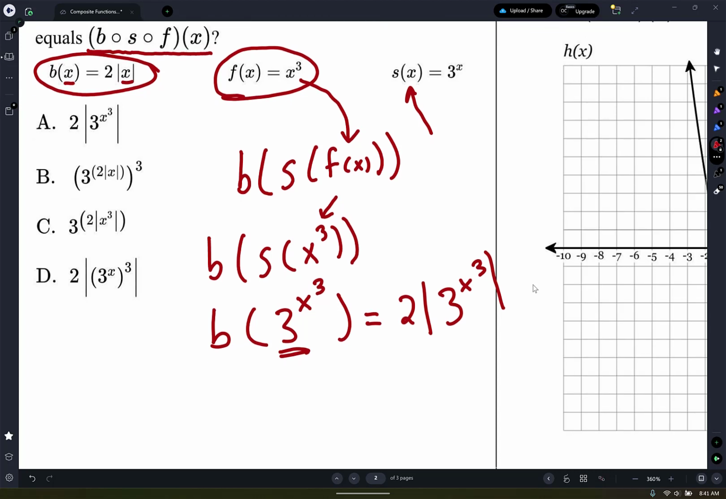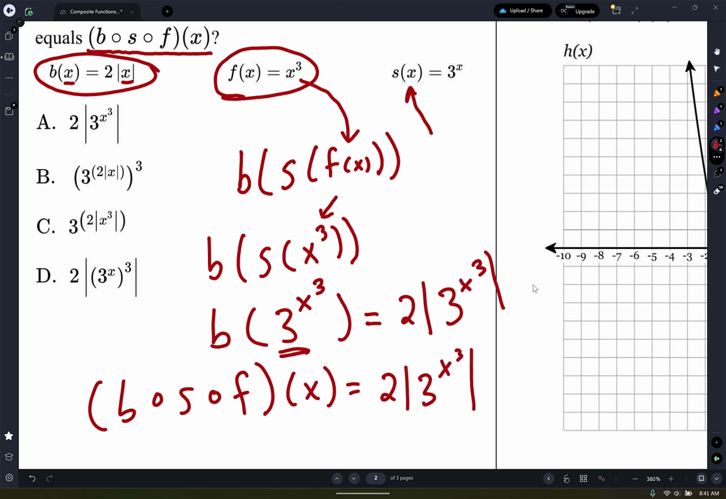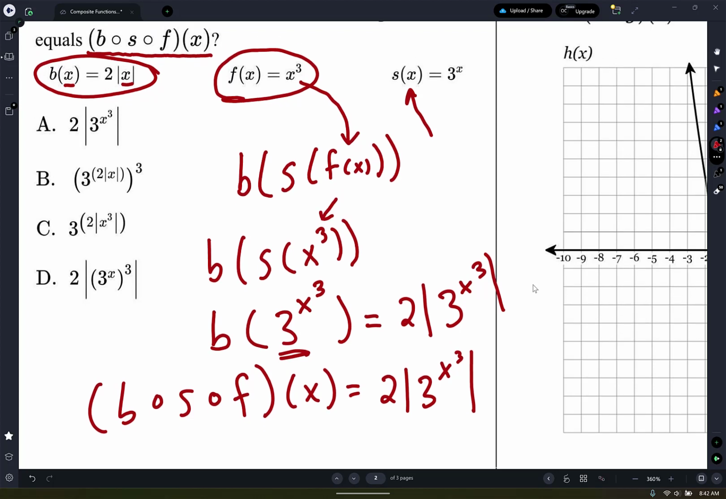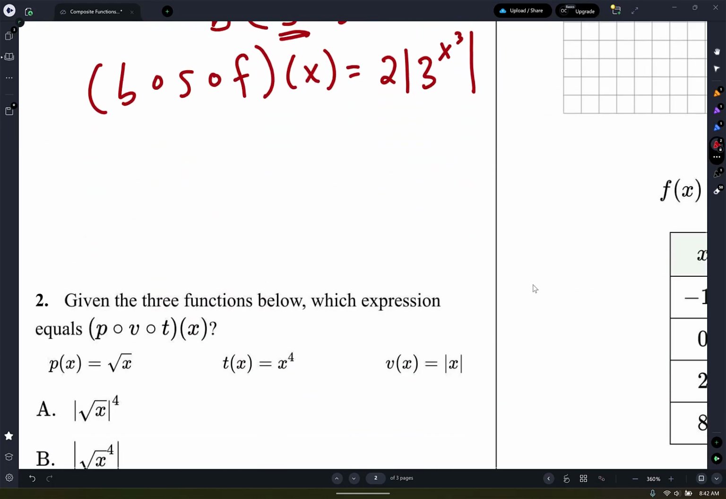So all this, B open circle S, you don't call it open circle, it's composite function. B composite of F of x is nothing more than 2 times the absolute value of 3 to the x to the third power, close it. So there it is. We look for that answer, and does it look like A to you guys? Okay. All right, let's go to the next one.